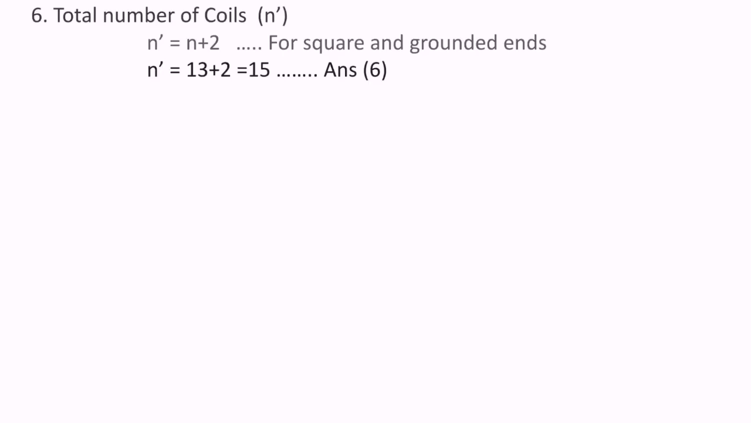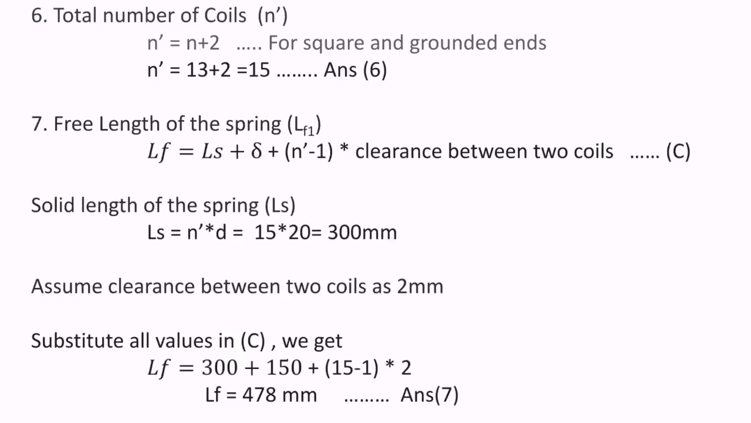Next is the free length of the spring. So we have the relation LF is equal to LS plus delta plus N dash minus 1 into clearance between two coils. For solid length we have the relation LS is equal to N dash multiplied by d, on solving which I will get the answer as 300 mm. Assuming the clearance between the two coils as 2 mm, I will get the value of LF as 478 mm.